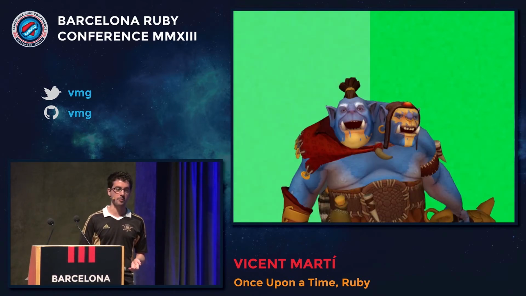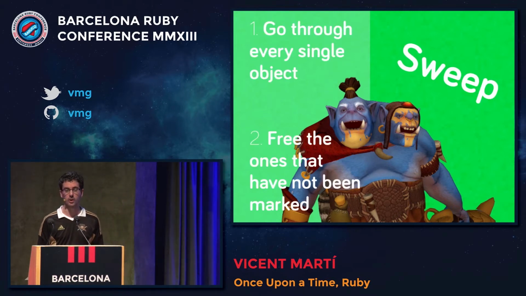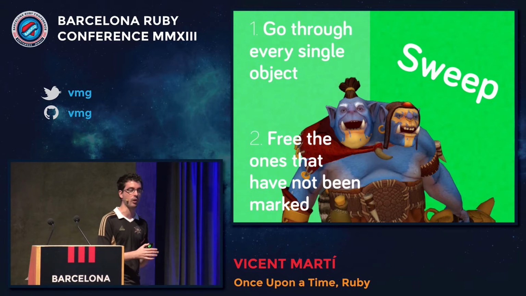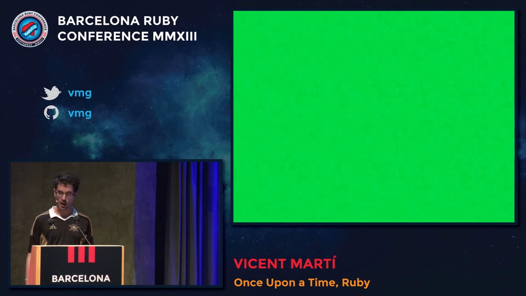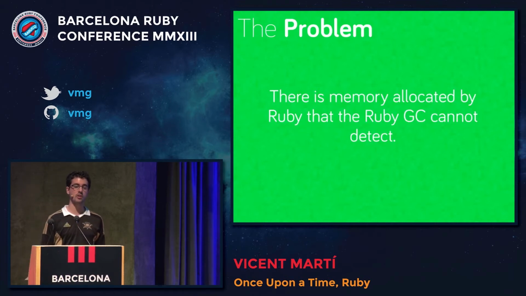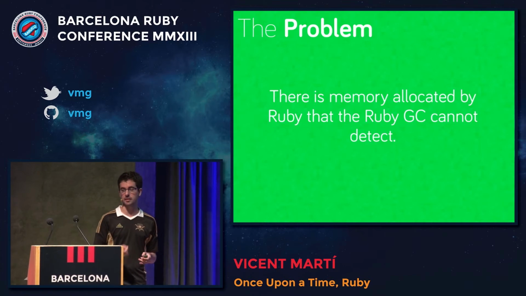Anyways, once the marking phase has gone over, it's time for the sweep phase, which is the easy one. Because sweep has a list of all the objects that have been allocated, and now we only need to free the ones that have not been marked, because it means those are not being used right now, right? But here's the huge, huge problem here. That there is memory allocated by the Ruby garbage collector that the Ruby garbage collector cannot detect.